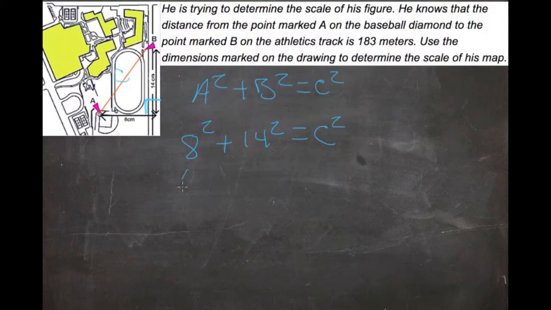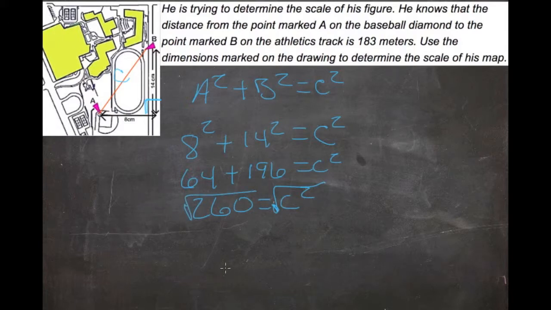So 8 squared is 64, plus 14 squared, which is 196, is equal to c squared. That gives us 260 equals c squared. So if we want to find out what c is, we'll take the square root of both sides. The square root is the opposite of squaring. So we get about 16.12 is c. So now we know that this distance from here to here is about 16.12 centimeters on the map.